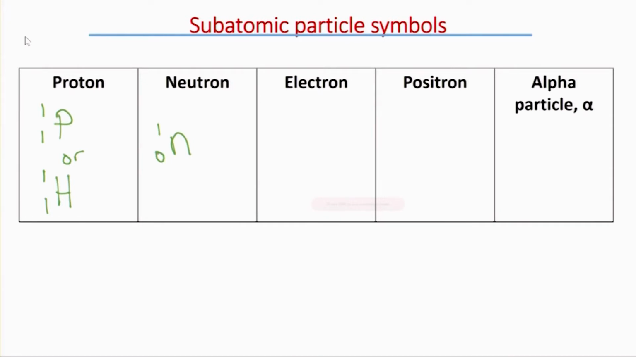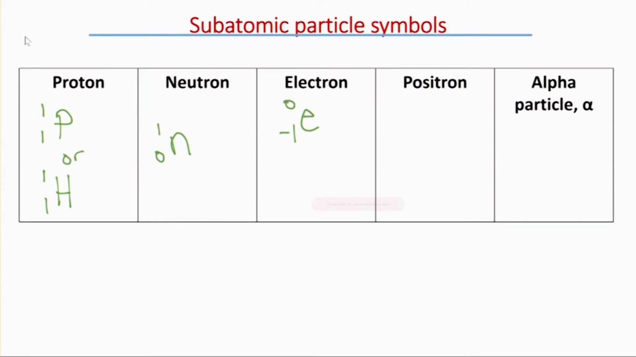Now the electron is another one that we should be familiar with, and we're going to give it the symbol E. Now an electron does not have a mass number. Mass number, remember, is protons and neutrons. Electrons do have some mass, but it's usually so small we sometimes ignore it compared to the neutrons and protons. I'm going to put a 0 here. And then this is opposite in charge to a proton, so we're going to put a -1 here.